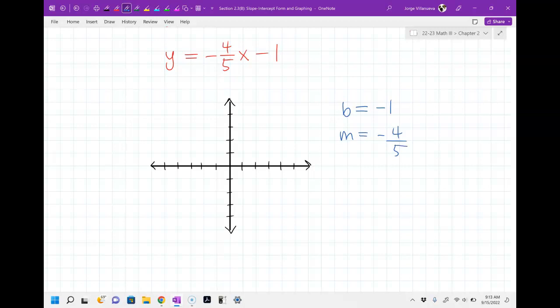Remember, B for begin, M for move, right? So I begin at -1. So I'm going to put a dot right there at -1. And then from that dot, I get to move 4 down and 5 over. So let's see, 1, 2, 3, 4, 1, 2, 3, 4, 5. That's over here. And then I just connect the dots and I'm done.